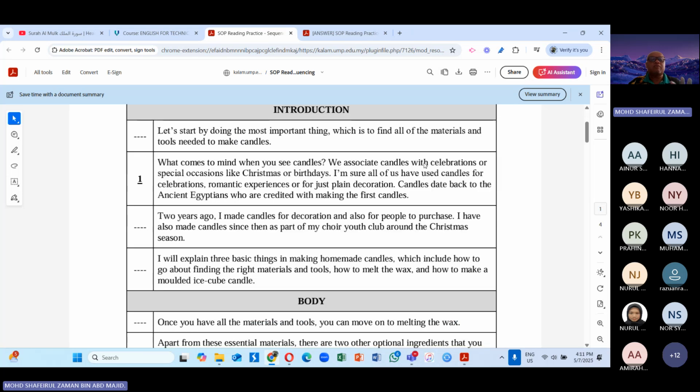So the first one has been done or given to you, which is on this sentence. What comes to mind when you see candles? We associate candles with celebrations or special occasions like Christmas or birthdays. I'm sure all of us have used candles for celebrations, romantic experiences, or for just plain decoration. Candles date back to the ancient Egyptians, who are credited with making the first candles.